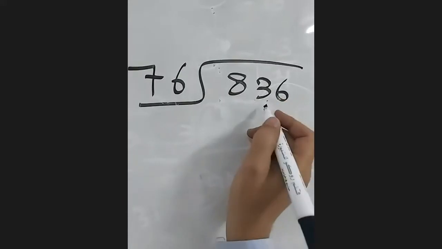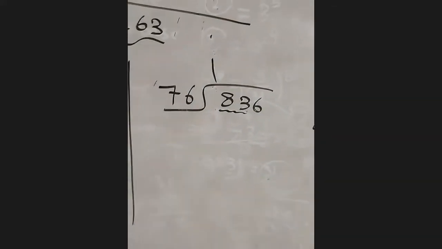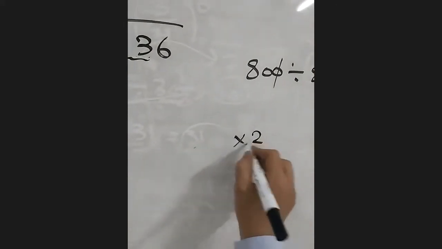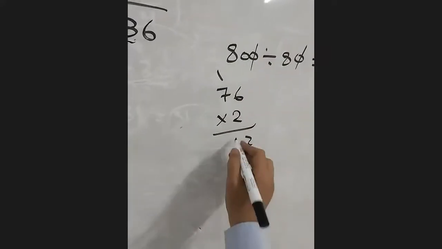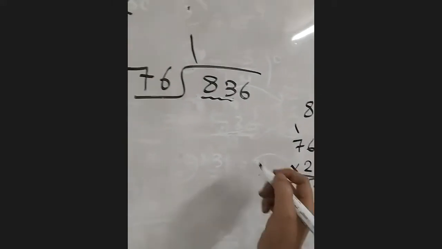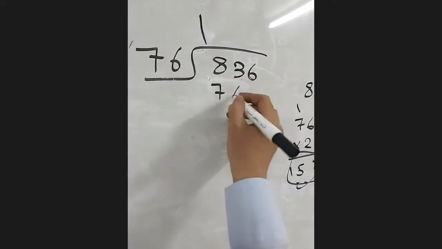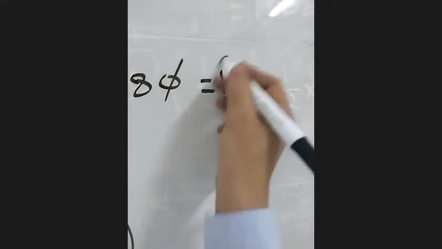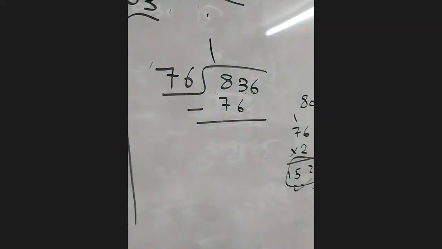Now 83 is close to 76. Let's guess 1. If you guess 2, for example, 2 multiplied by 76: 2 by 6 is 12, 2 by 7 is 14, with 1, 15. Look, 152, and I want 83. So the 2 gives a bigger number. So I need to guess the 1, which is less than 2. Now 1 multiplied by 76 is 76. From where did I get the 1, guys? From here, from the estimation. The first number is 1. I guessed it. Now 1 by 76 is 76, and we do the subtraction normally as we always did.